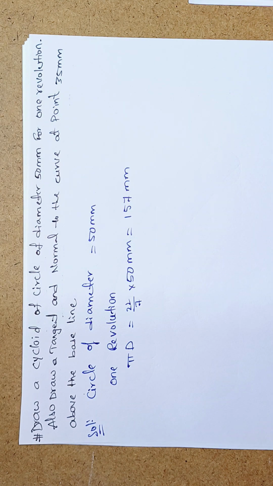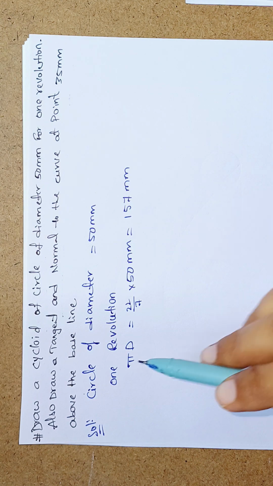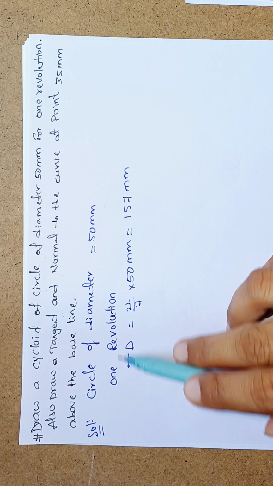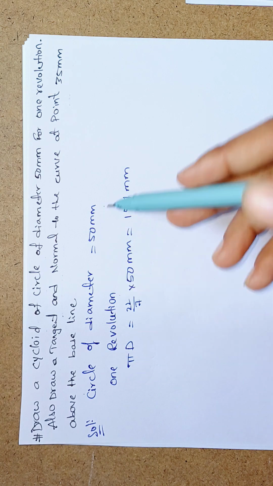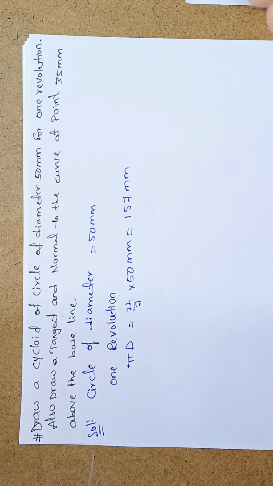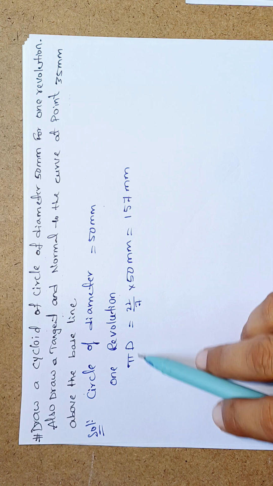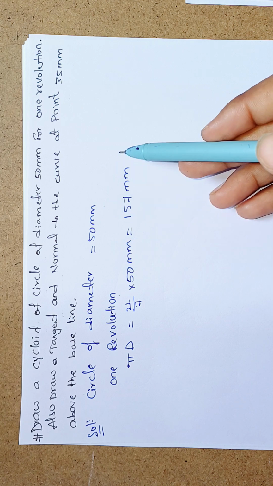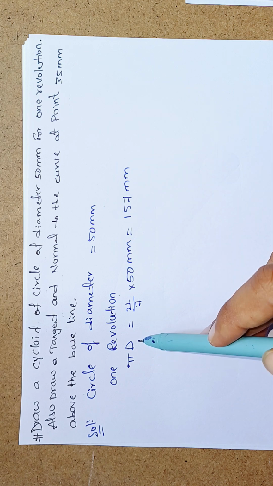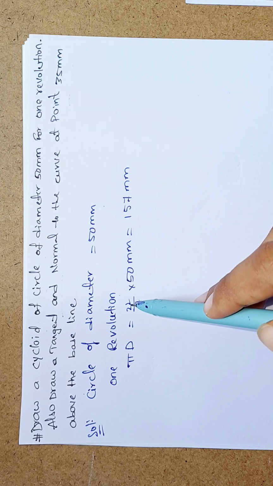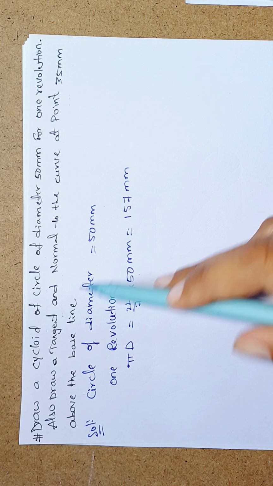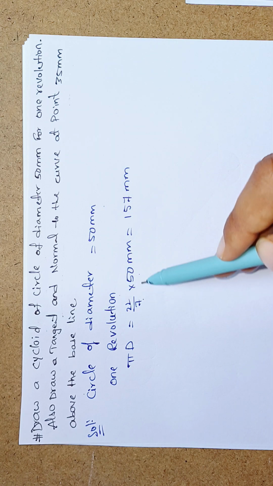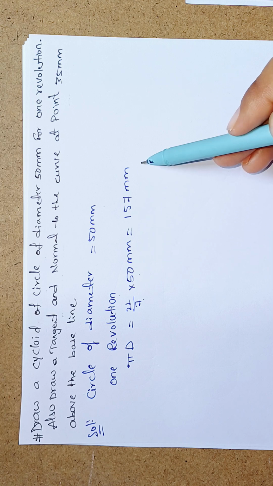So this is the solution: a cycloid of a circle of diameter 50 mm for one revolution. We already discussed this in the basics of the cycloidal curve. Pi d is the formula, and we have to calculate the straight line length. Pi is 22/7 into the diameter, which is already given in the question. Substituting, 22/7 into 50 mm equals 157 mm.